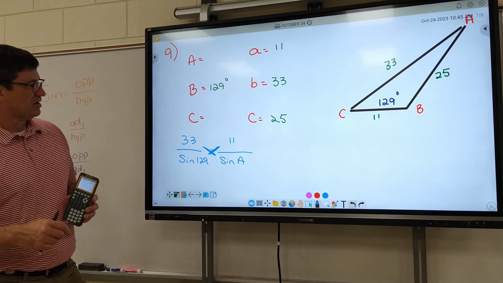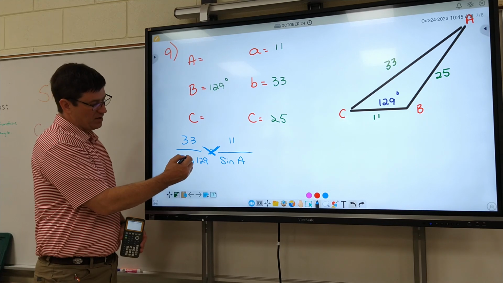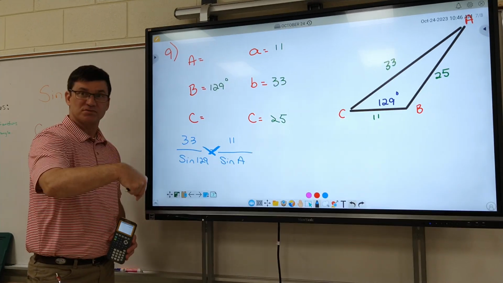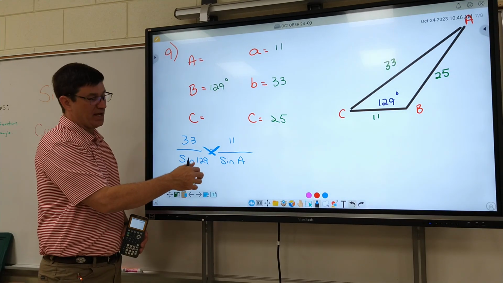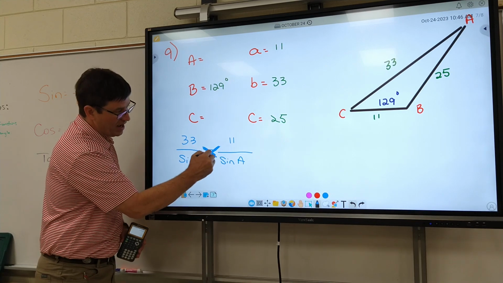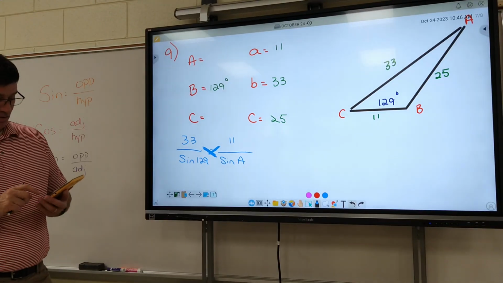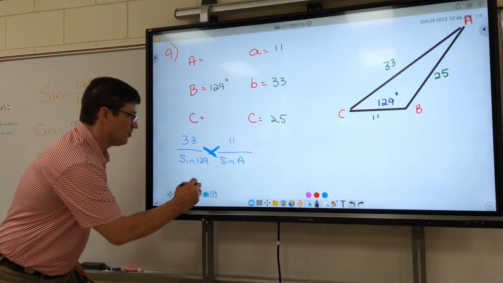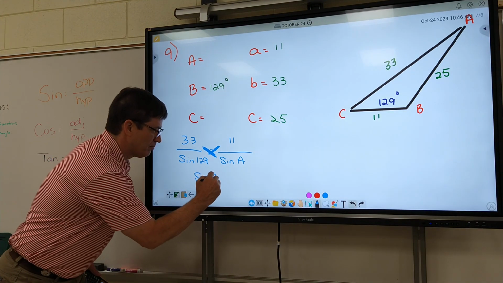Negative 0.406736. Okay, let's look at it. You've got to start off, you've got to multiply sine of 129 times 11. I put 129 and then hit equals. After you hit equals, I know I've got to divide by 33 because 33 is the number on the diagonal with the A. So divide by 33, and I got point 2590. I keep getting a negative.